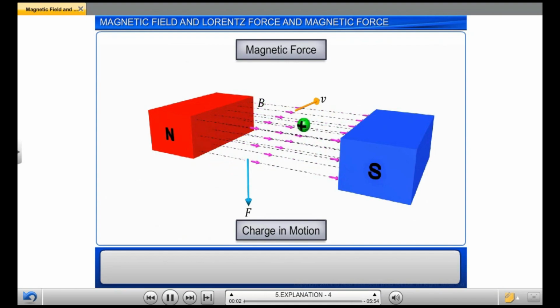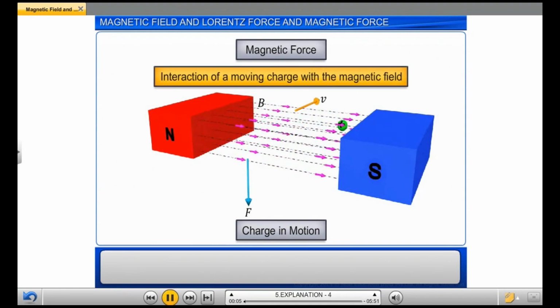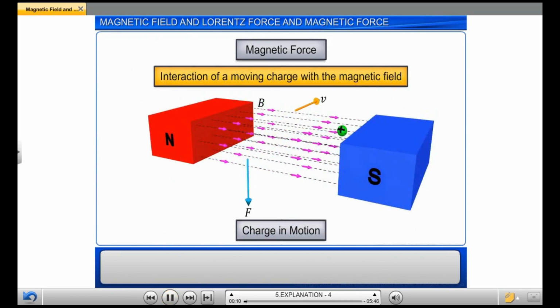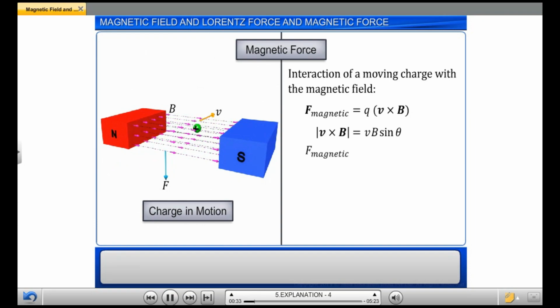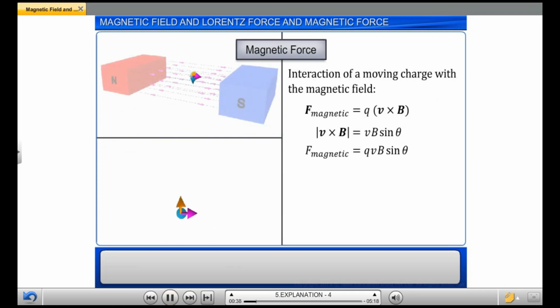Now, let us discuss in detail the interaction of a moving charge with the magnetic field. As you know, the force experienced by a moving charge due to the magnetic field is F magnetic equal to Q into V cross B. As V cross B is equal to VB sin theta, the magnetic force on charge F magnetic is equal to QVB sin theta, where the angle between the directions of V and B is theta.